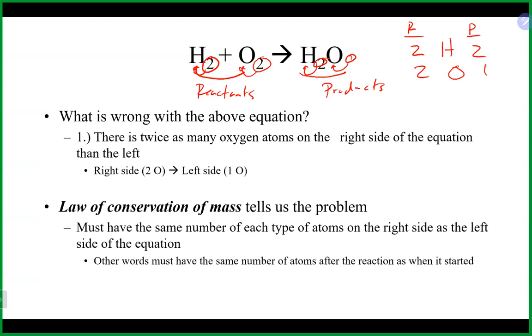But sometimes you do come across unbalanced equations. And the law of conservation of mass tells us that we really should have the same number of elements on the starting and the ending side of the arrow.